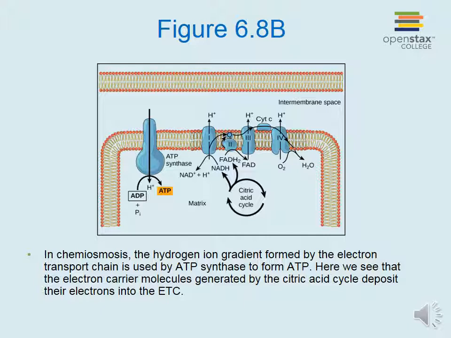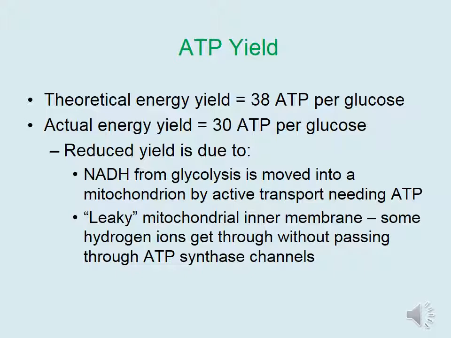Here we see that the electron carrier molecules that were generated by the citric acid cycle deposit their electrons into the electron transport chain. If we add up the yield of ATP from all of the cellular respiration pathways that took place, we would reach 38. This includes 2 ATP from glycolysis, 2 ATP from the Krebs cycle, and 34 ATP from chemiosmosis. However, the actual energy yield is 30 ATP molecules that are produced per glucose molecule entering into cellular respiration.